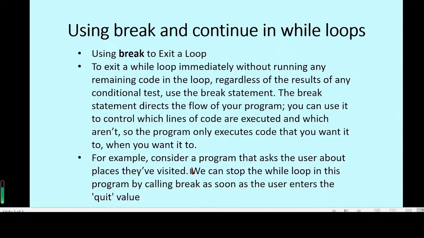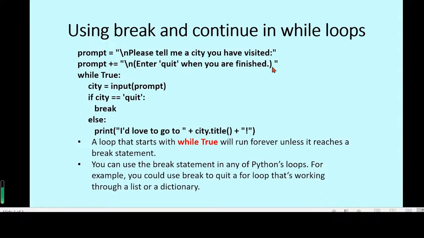For example, consider a program that asks the user about places they have visited. We can stop the while loop in this program by calling break as soon as the user enters the quit value. So this is the 2-line message. It prompts the user to tell a city they have visited and to enter quit if they are finished. Then a while loop starts with while True.